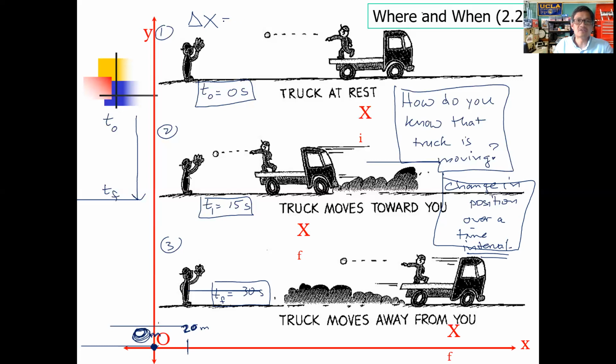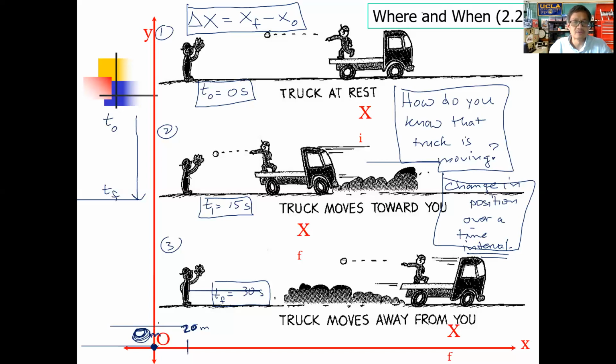Okay, and that change, delta, here always represents a change. That change can always be indicated by taking the final position and subtracting from it the initial position. Okay, and so that's how we know that an object has changed, has moved, that it has changed its position.